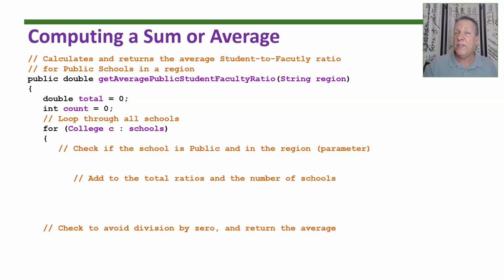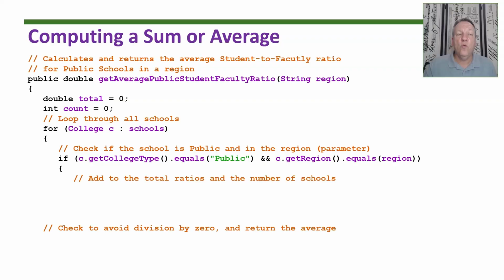Here, I've used a for each loop. So for each college, I'll call it C within my schools, let's check to see if the school is public. So I'm going to say if C.getCollegeType dot equals public. I've got to use the dot equals method because we're comparing strings. And if C.getRegion dot equals, and I'm comparing it to the region parameter that I have.